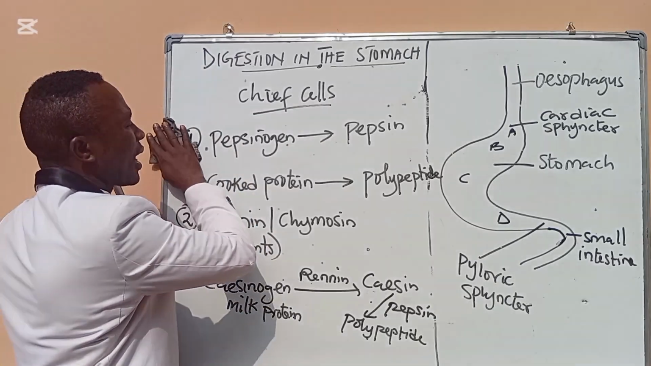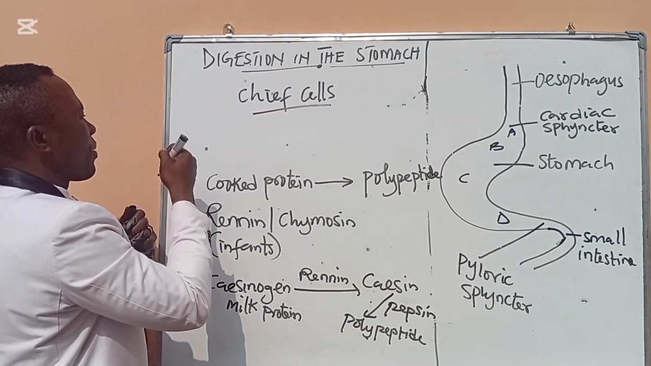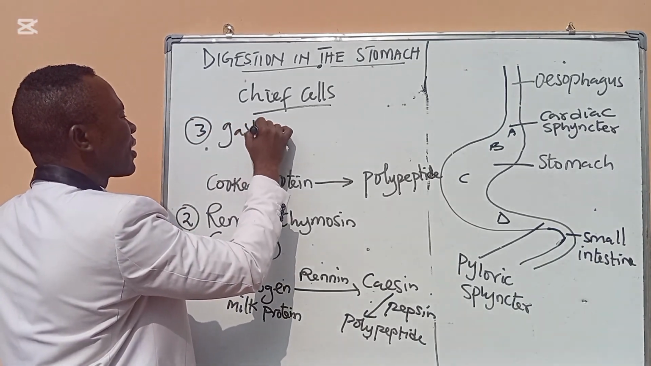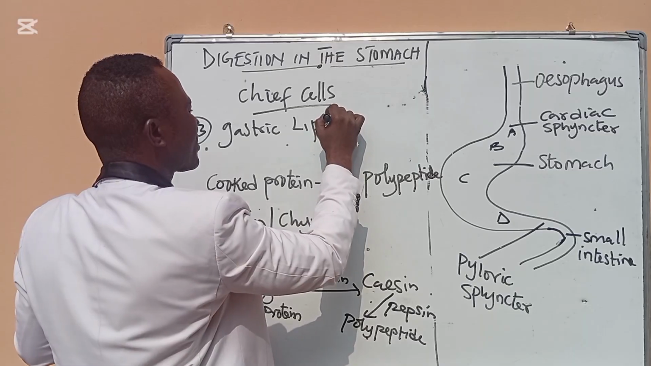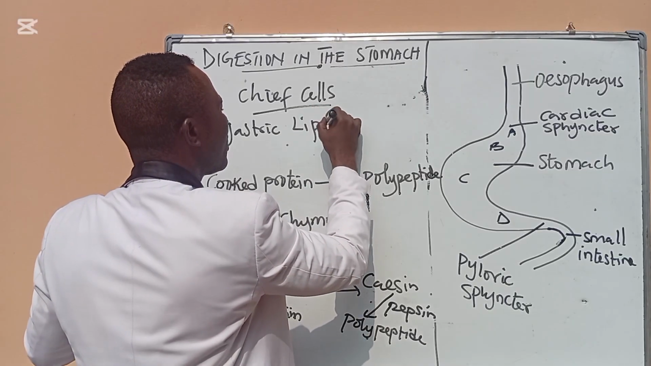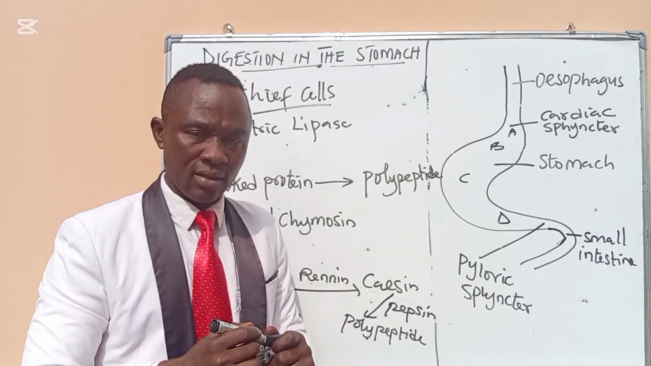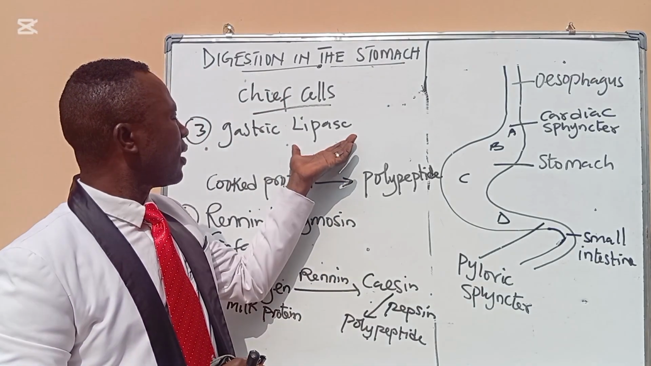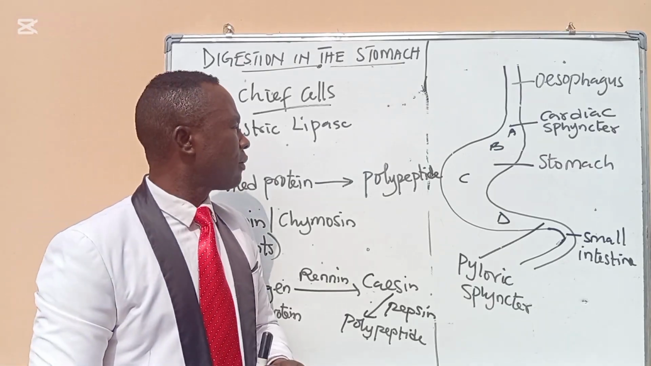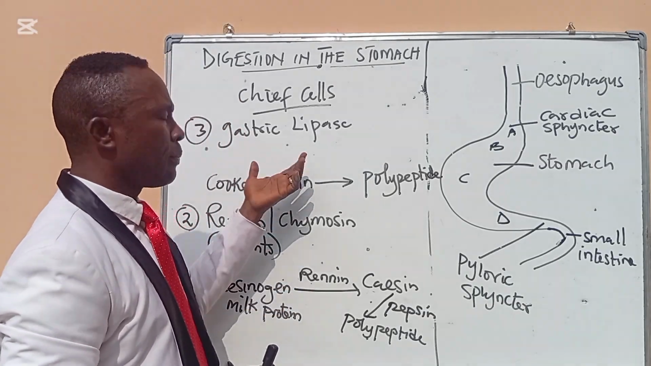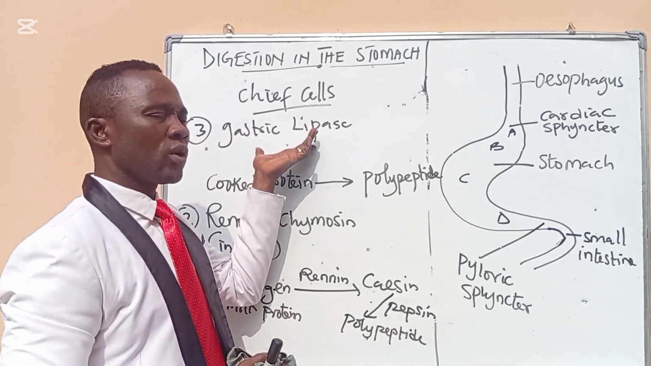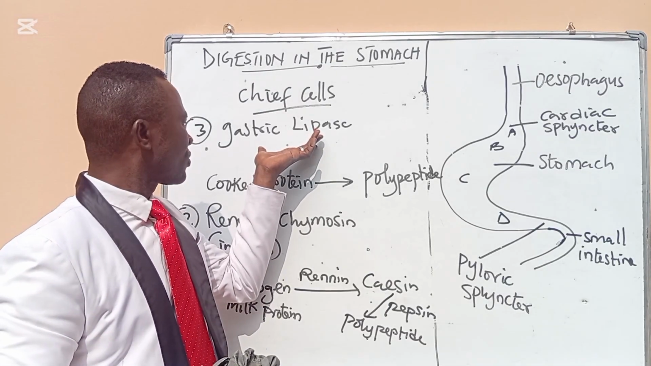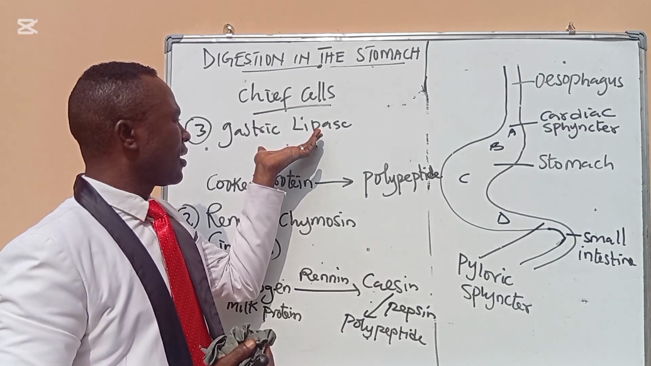Digestive enzymes. Now the third enzyme that the chief cells secrete is gastric lipase. The gastric lipase secreted helps to digest fats, lipids I mean to say, to fatty acids. They help to digest what? Fats or lipids to fatty acid and diacylglycerol. So that is the function of the gastric lipase.